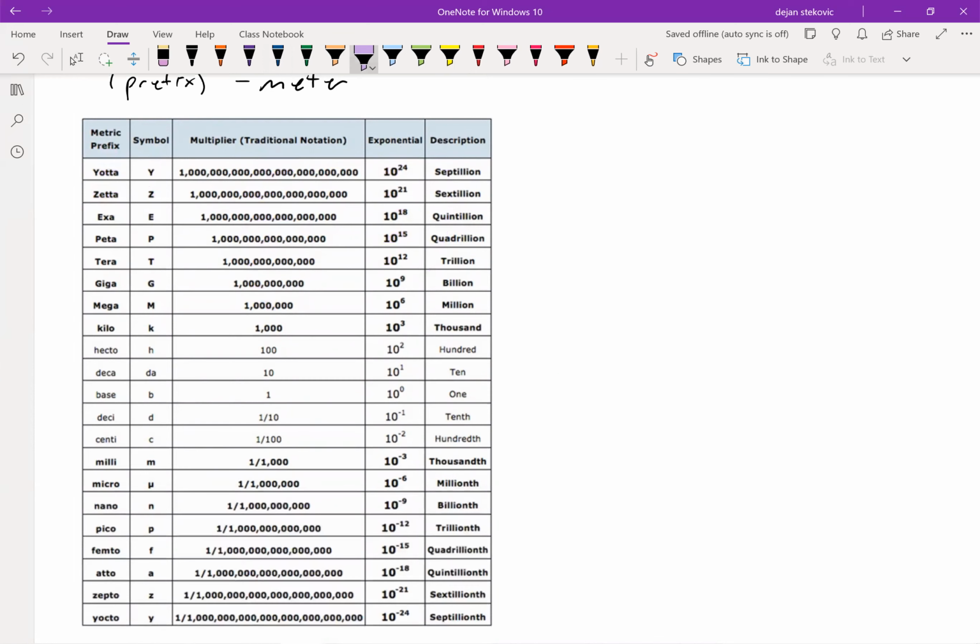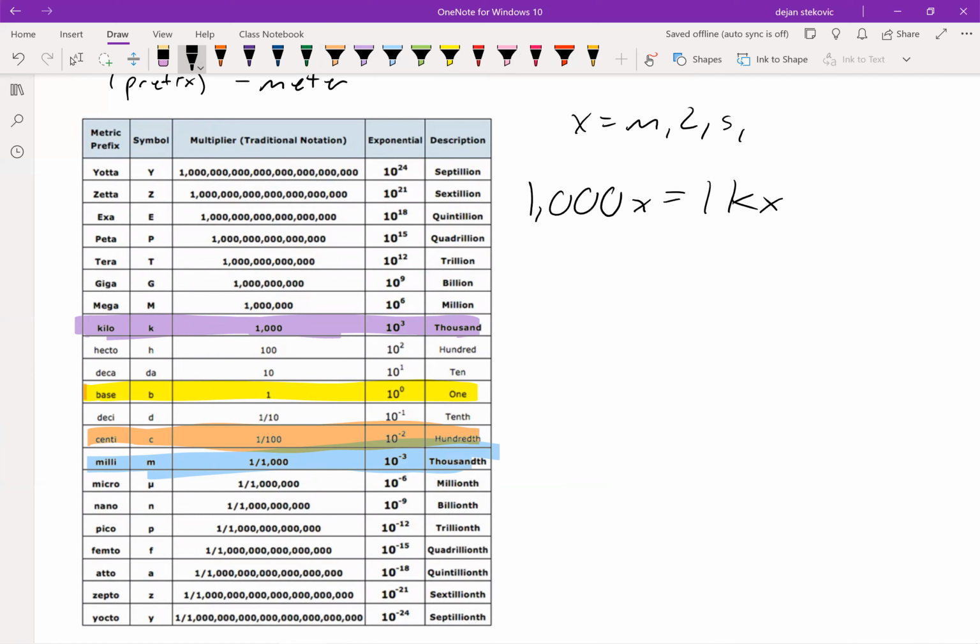We're only going to know a couple of them. So I want you to know that kilo means 1,000. I want you to obviously know the base, which is just your meter, gram, that kind of thing. I want you to know that centi is 1/100th and that milli is 1/1000th, right? So for example, there are 1,000 x is equal to 1 kx, where this x can equal meters, liters, seconds, grams, whatever, right? There's 1,000 of them in 1 kilo blank, right? So 1,000 grams in a kilogram, 1,000 meters in a kilometer, that kind of thing.